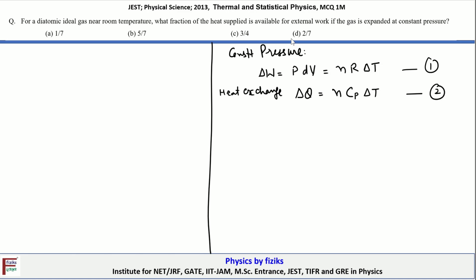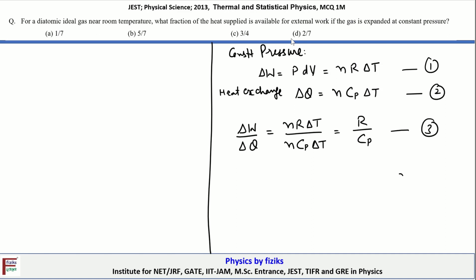So basically we have to evaluate the ratio between delta W and delta Q. That will give us the fraction of heat which is available for external work done. So we are asked to evaluate delta W by delta Q, and that is equal to nR delta T divided by nCp delta T, which is nothing but the ratio between R and Cp. Let's call this equation 3.